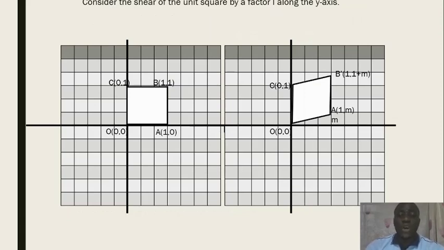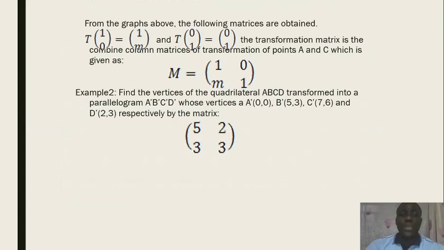So the next thing we are looking at is the distortion of an object along the y-axis. If you compare this diagram and the previous diagram, it will still give you the same idea. So if you look at it, the displacement is by a factor called m, which has influence on the coordinate of A and also on the coordinate of B. But O and C remain the same.